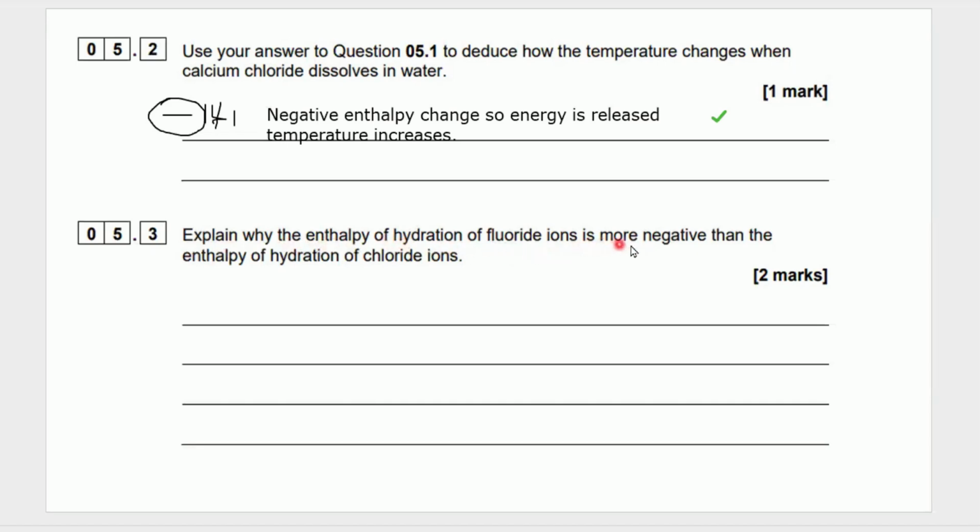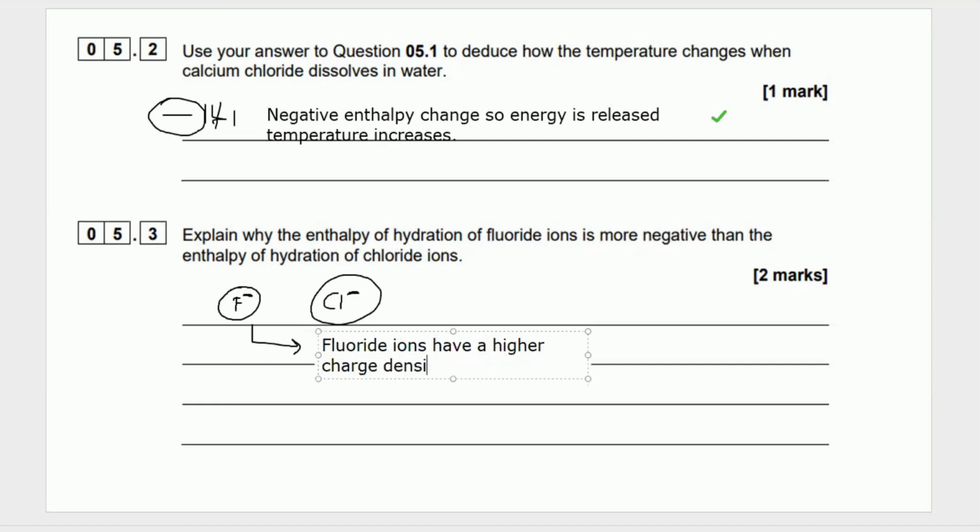Right, let's look at 5.3. Explain why the enthalpy of hydration of fluoride ions is more negative than the enthalpy of hydration of chloride ions. So if you hydrate chloride ions, it was minus 364. They're basically saying fluoride ions will give you a bigger number, like minus 500 or minus 400, but bigger than minus 364 when you hydrate gaseous fluoride ions to aqueous. Why is that? Well, think about the only difference you can think about. They're both in the same group, same electrons in the outer shell. So what's the difference? Chloride ions are a lot bigger. Fluoride ions are smaller. They have fewer electrons, fewer shells. And what that means is that the fluoride ions have a higher charge density. That negative charge is spread over a smaller area, making them more impactful.